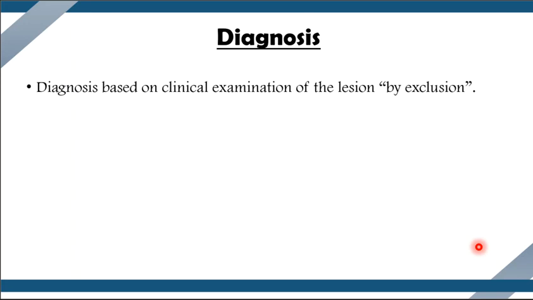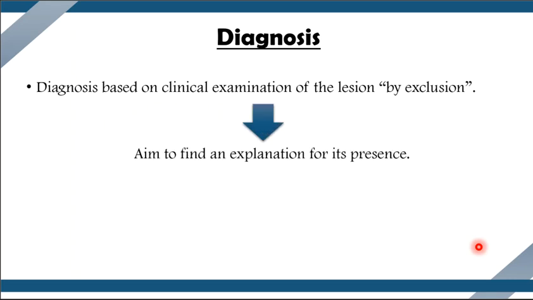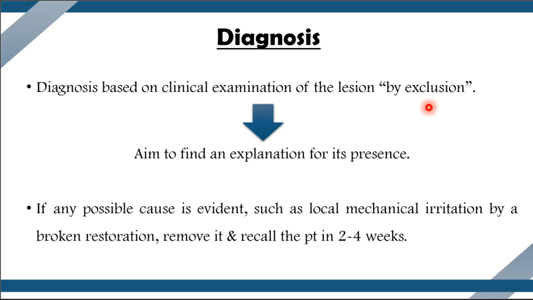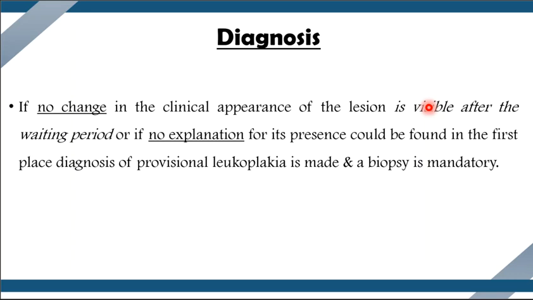Diagnosis of the leukoplakia is based on the clinical examination of the lesion، يعني بيتعمل by exclusion. Okay, aim to find an explanation for its presence. ليه موجود عندي this white lesion؟ قاعدة هنا ليه ودي منو اسمها شنو سببها؟ طيب أول حاجة بفتش على mechanical or physical causes of this lesion. إذا لقيت أي سبب ممكن يعمل لي trauma، أنا طوالي بعمل لي removal وبنتظر 2 to 4 weeks and will recall the patient. إذا لقيت no change in the clinical appearance of this lesion is visible after the waiting period، تمام، أو there is no explanation for the presence could be found in the first place, the diagnosis of provisional leukoplakia is made and a biopsy is mandatory.